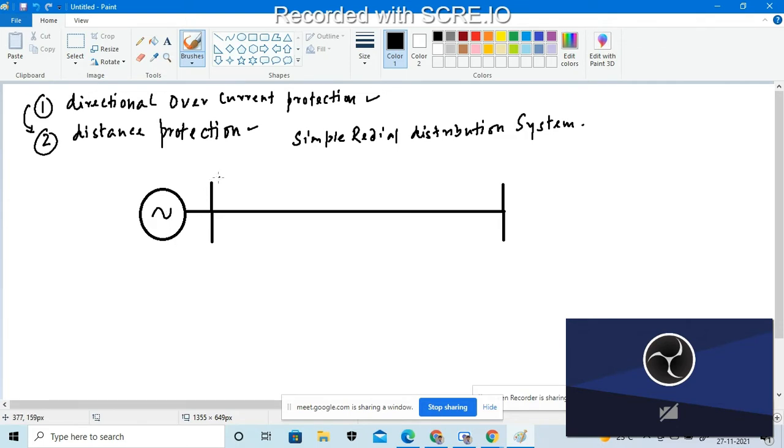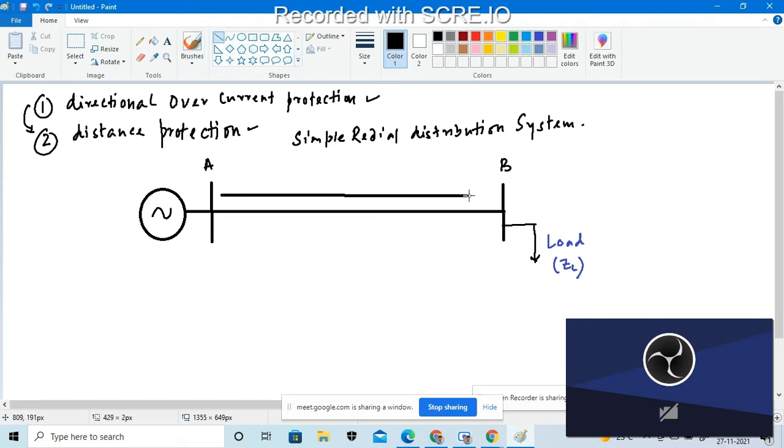Suppose we consider the section as AB, right? And some load will be connected at the sending end, this will be the load. The impedance of this particular load we are considering as ZL. And the impedance of this particular line we are considering, so we are considering this line.